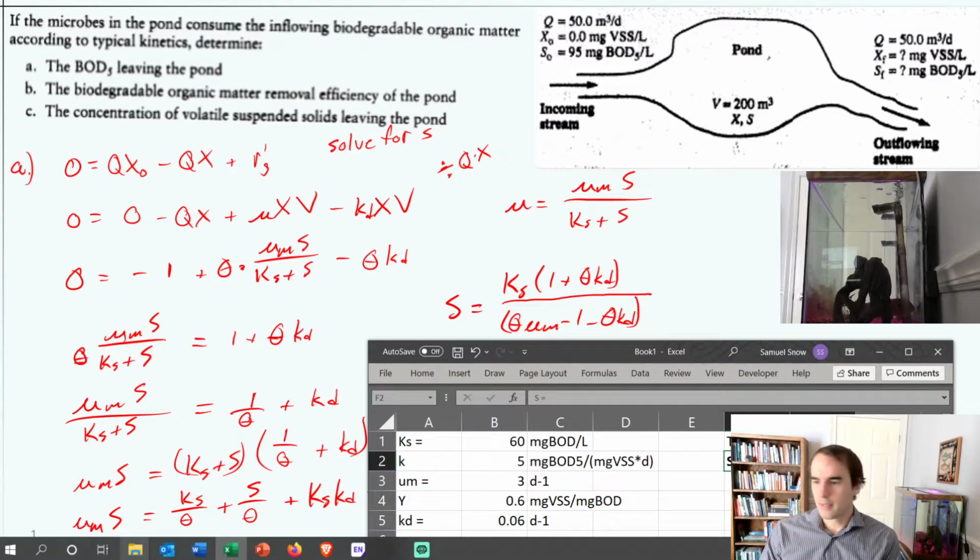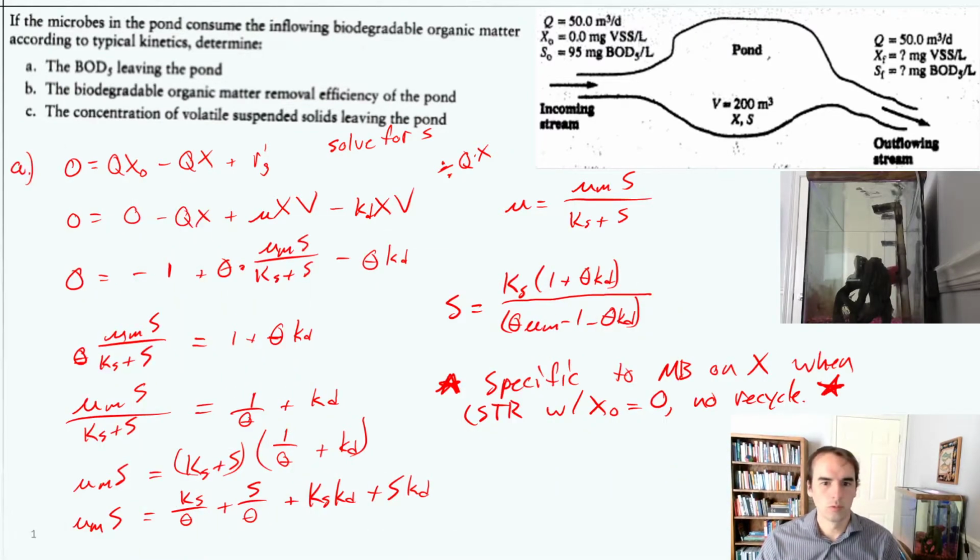All right, so that means that we started with an initial concentration of 95 milligrams per liter BOD, and we ended with 6.9. So I'm going to move this aside for just a moment. Come back here. Turns out that S here equals 6.9 milligrams of BOD per liter. Okay, that's our answer for part A.